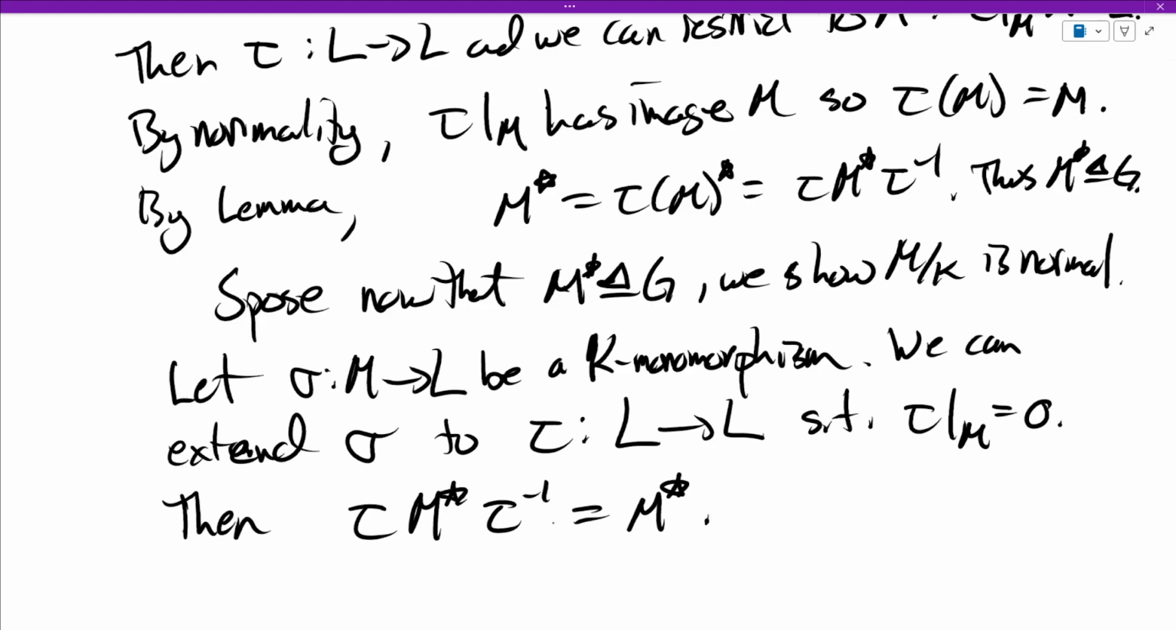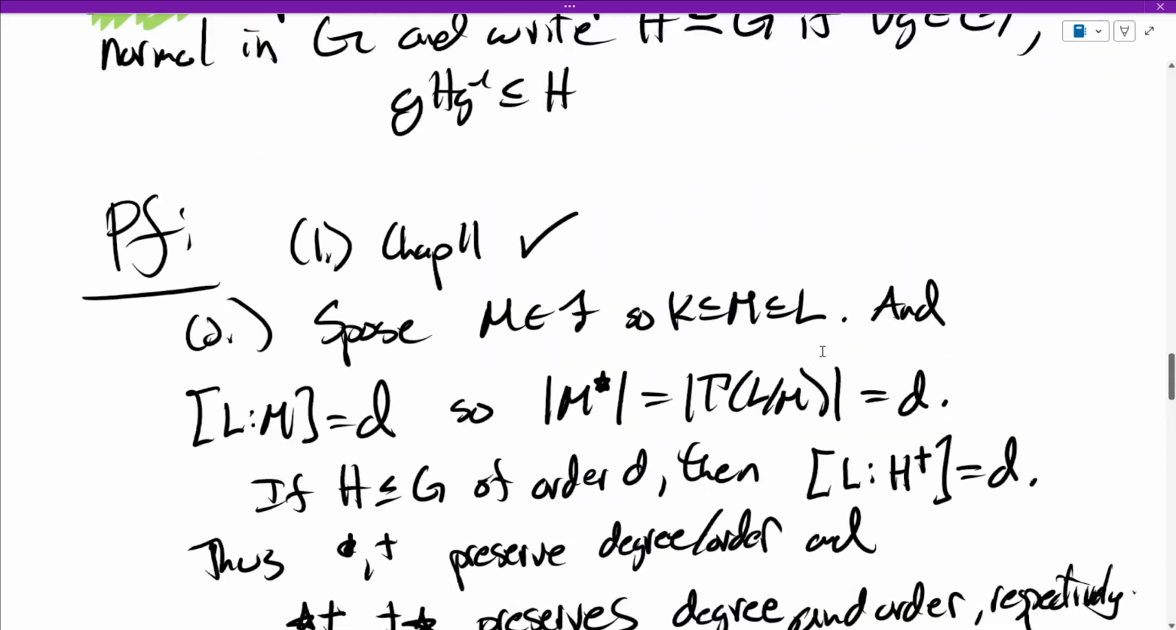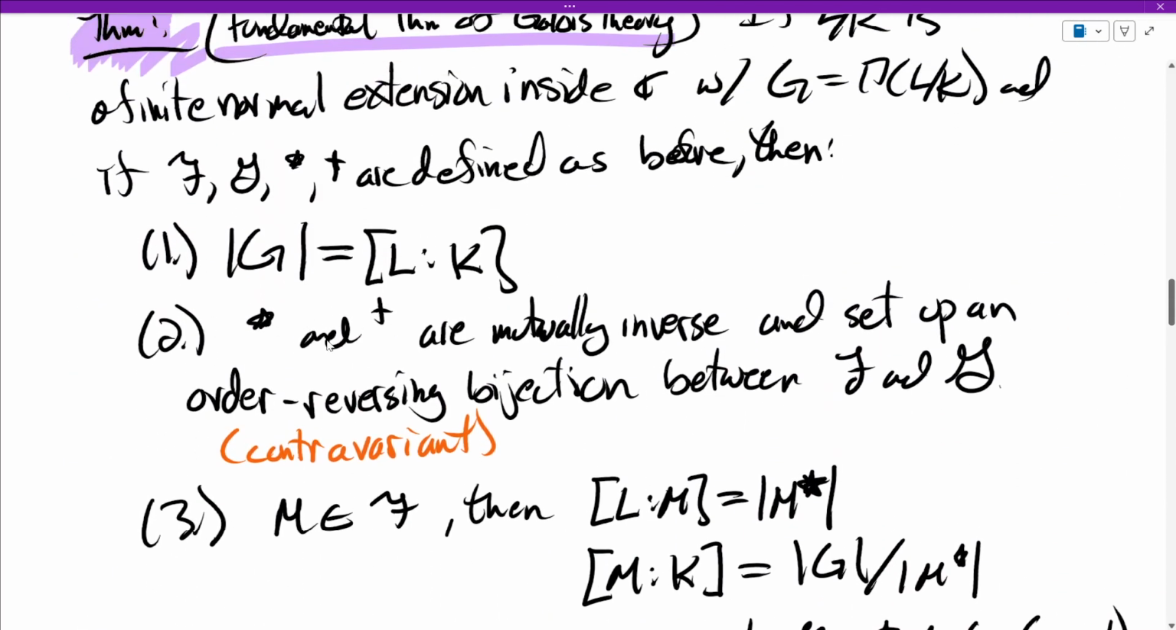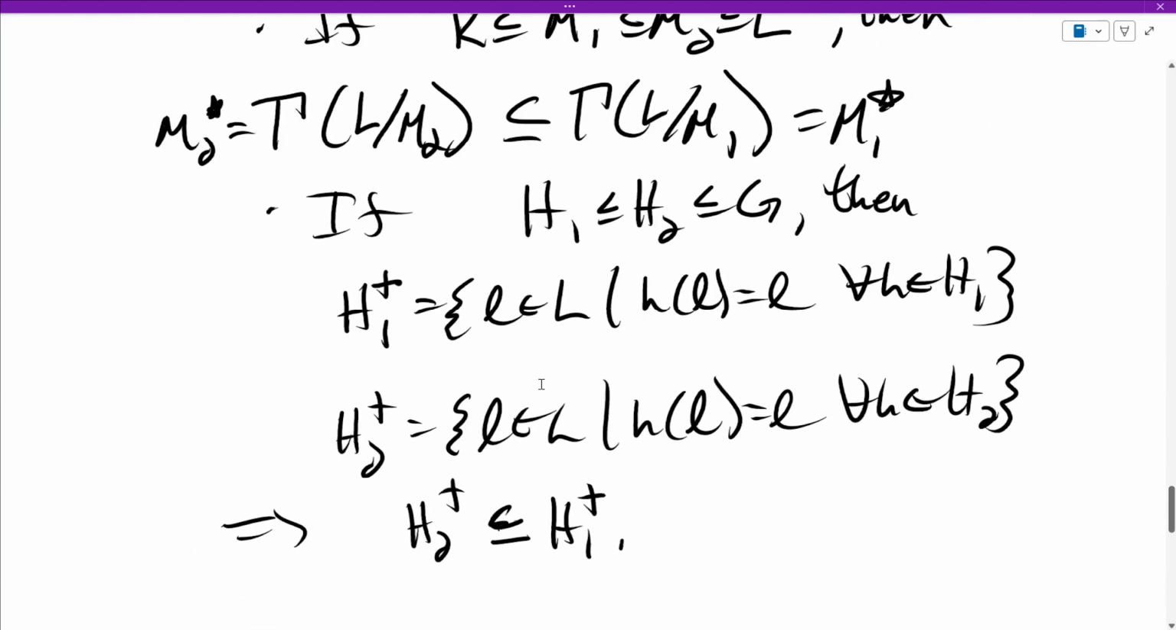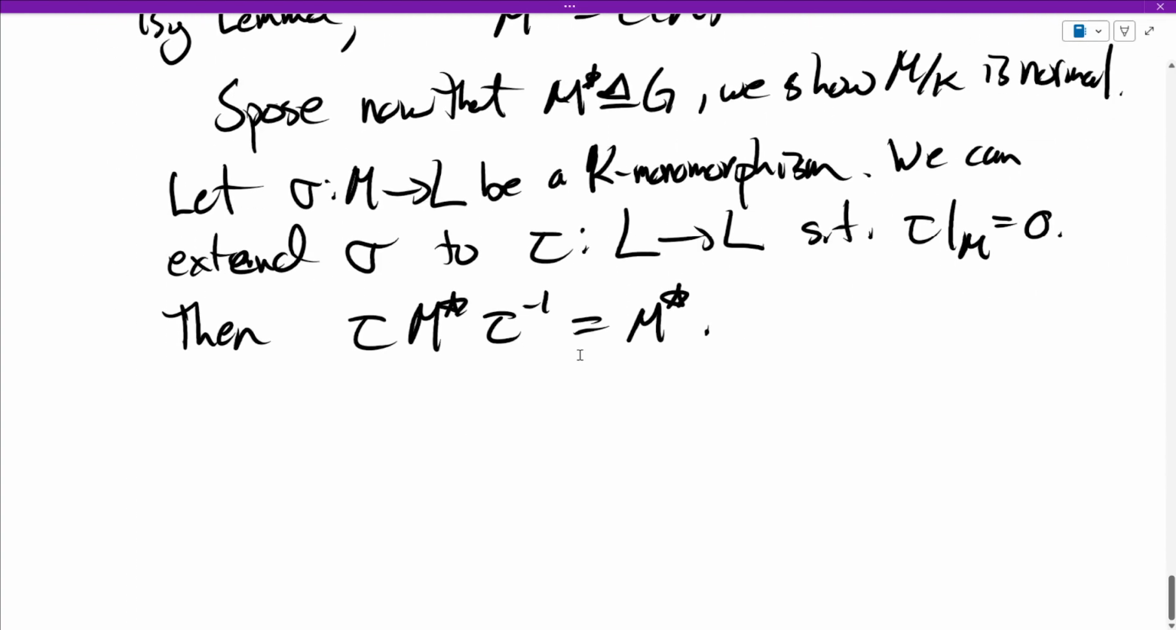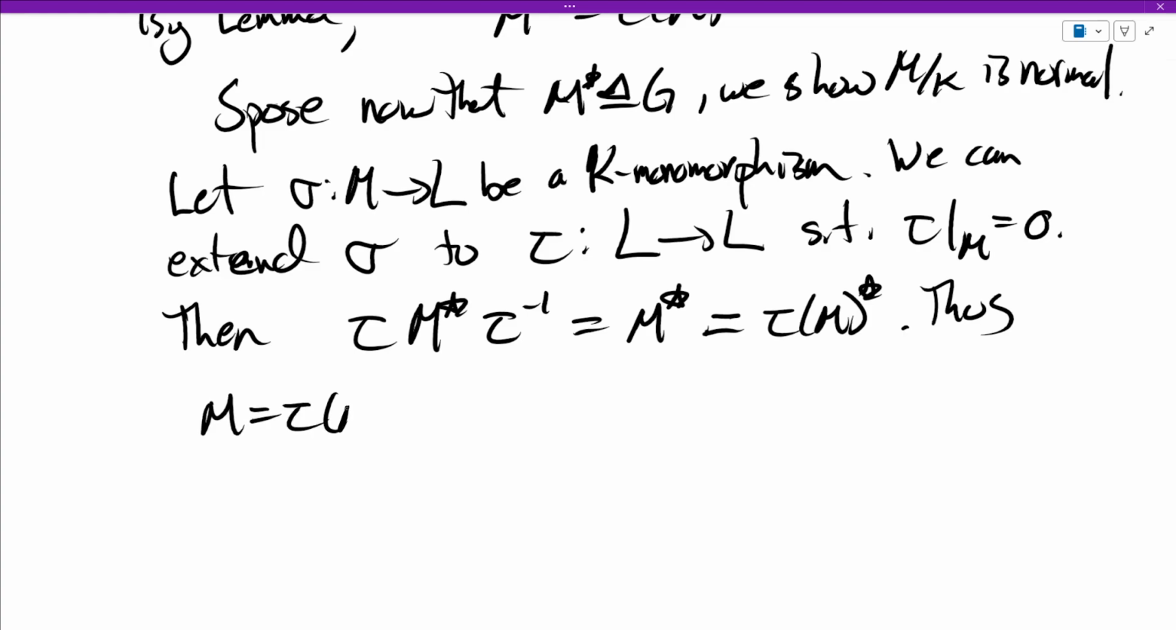Okay, so tau, M star, tau inverse is M star. But by part 2 of the theorem, let's scroll up here for a second, star and dagger are bijections. So on the one hand, this is M star. On the other hand, we know it's tau of M star by the lemma, but star is a bijection. So M must be equal to tau of M. But tau restricted to M is just sigma, and so we're not able to escape M.